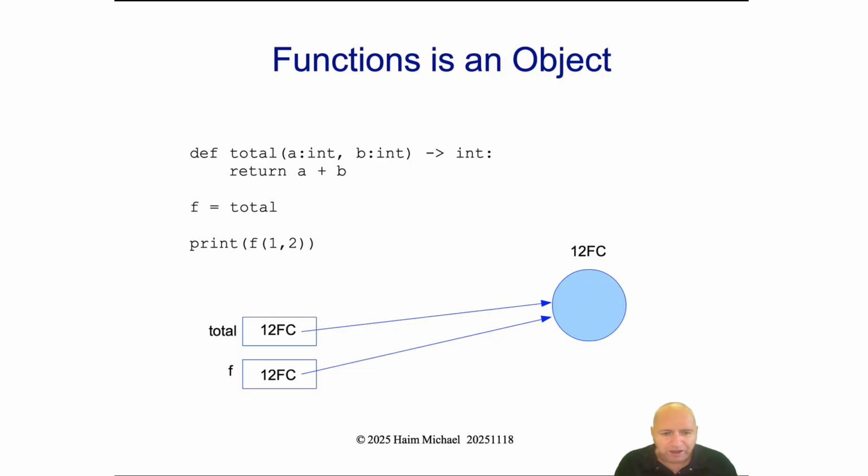Having a variable that holds a reference to the object that represents the function, we can assign the value of that variable to another variable, as in this code sample. We have the variable total, and then we have the variable f that holds the same value, which means that we can invoke the function in this specific code sample either using total or f.